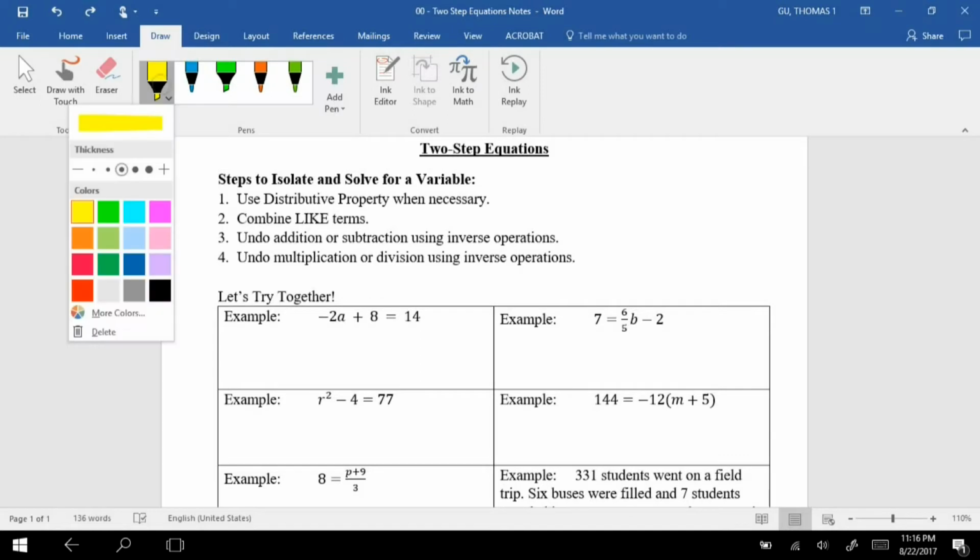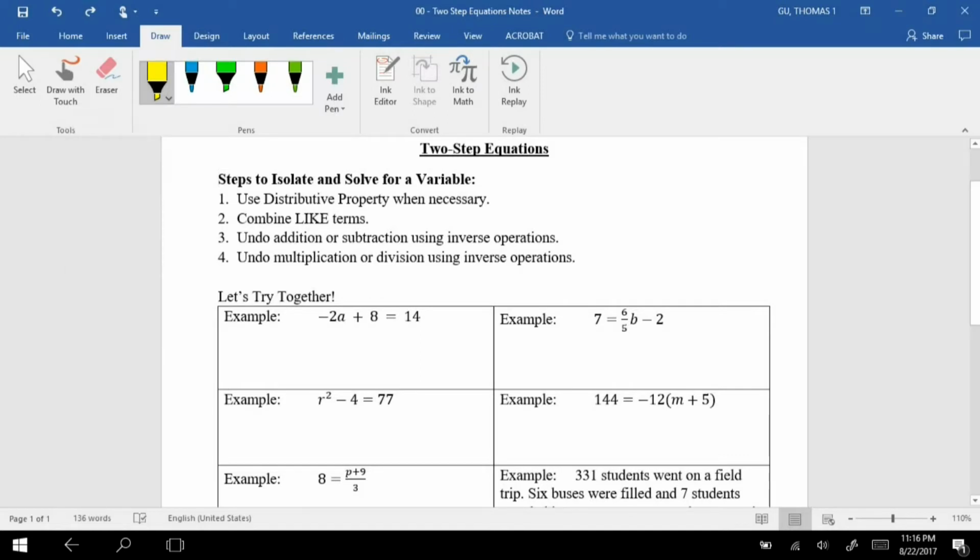Okay guys, so you can see here we got 4 things to remember when we're doing these two-step equations. Remember yesterday we did one-step equations? Today we're doubling down for double the fun, y'all. There are 4 steps to isolate and solve for a variable. First, we're going to use the distributive property when necessary. Write that down. When necessary, guys. Do not do it if it's not necessary, because that's just going to give you more steps.